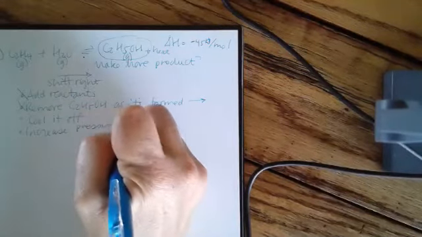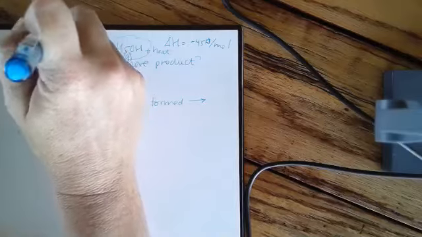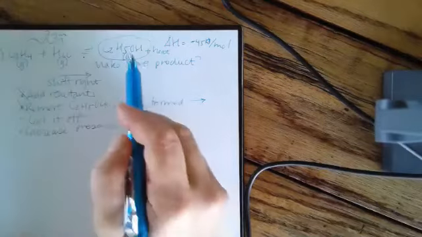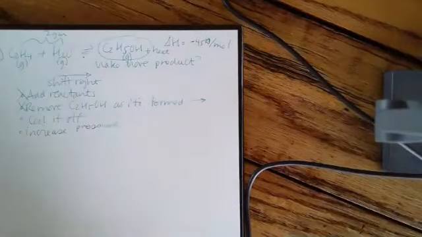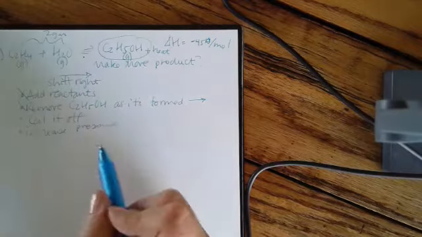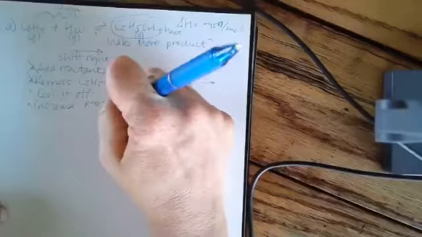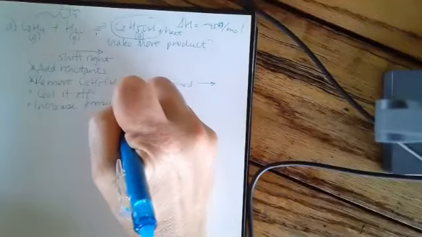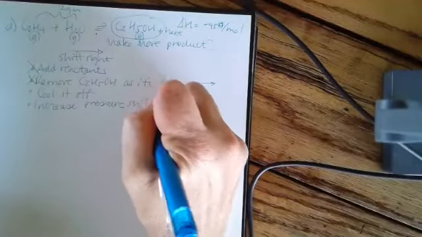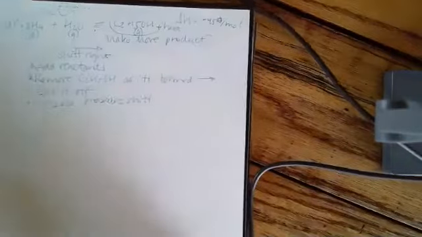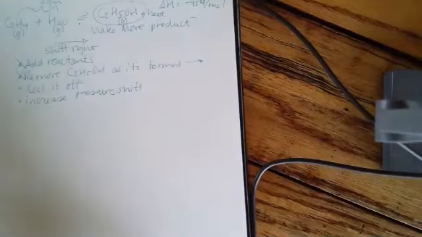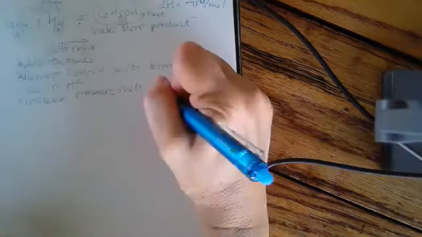If you increase the pressure, it's going to shift to the side with the fewer moles of gas. On my reactant side, I have 2 moles of gas, and on the product side, you only have 1 gas. So if you increase the pressure, it'll shift to the right. It doesn't always shift to the right. It shifts to the side with the fewer moles of gas.